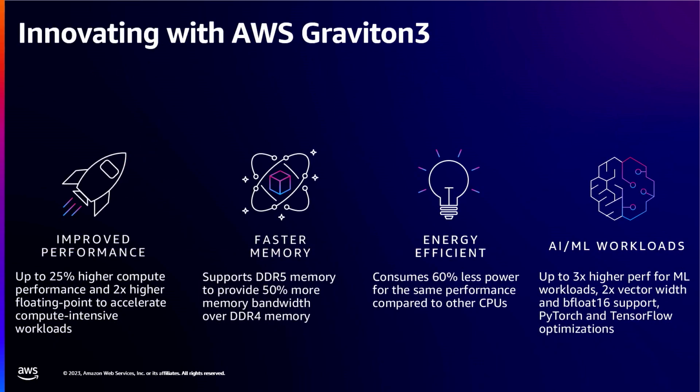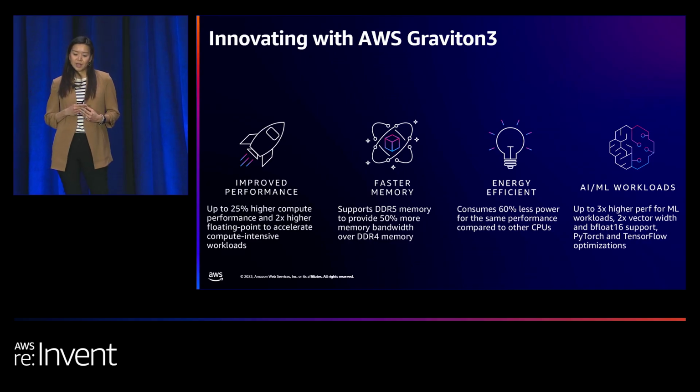With Graviton 3, which launched 2 years later, we doubled the number of transistors, and we increased performance by 25%, and we delivered up to 2x higher floating point performance. This was also the first instance that featured DDR5 memory, increasing memory bandwidth by 50%.